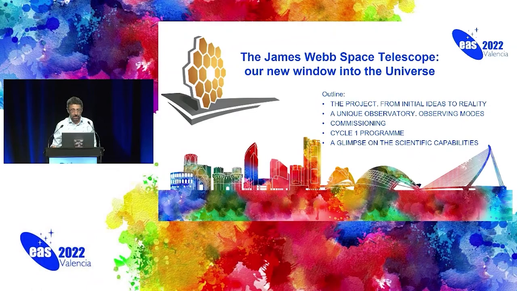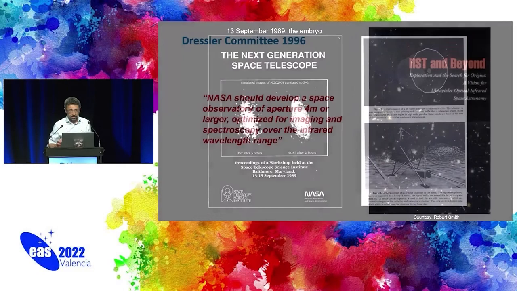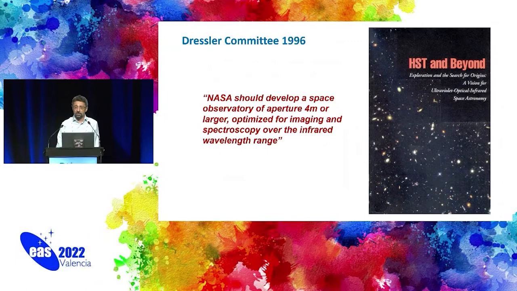So Webb, I think this is the first embryo of Webb, which was essentially at this workshop in 1989, at that time about the Next Generation Space Telescope, and at that time the Hubble Space Telescope had not been launched yet. But it had to wait until 96, when the Dressler Committee essentially recommended NASA to develop a new mission with a 4-meter size telescope focused mostly in the near infrared, in the infrared generally.